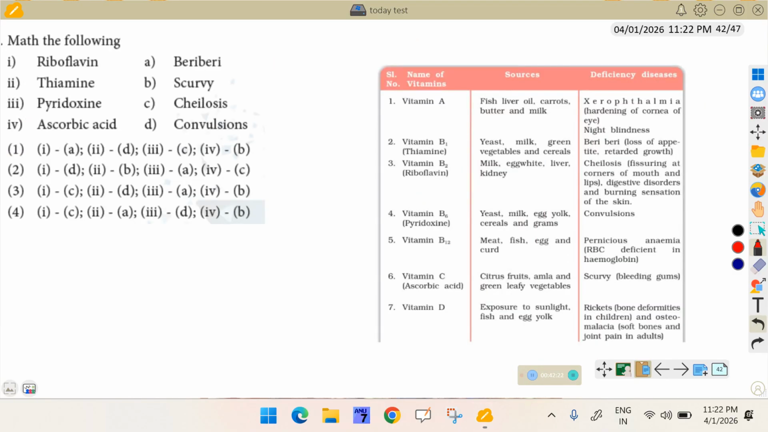Match the following. Riboflavin, cheilosis. Thiamine, beriberi. 1C, 2A. Fourth option.